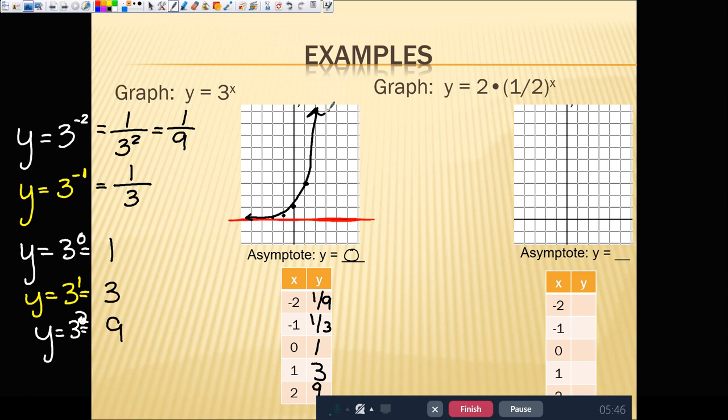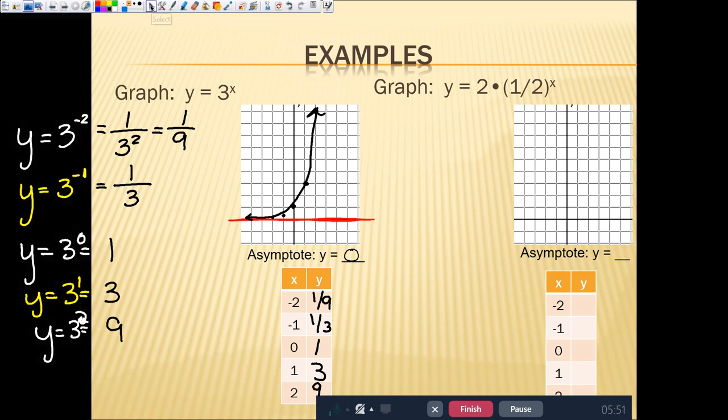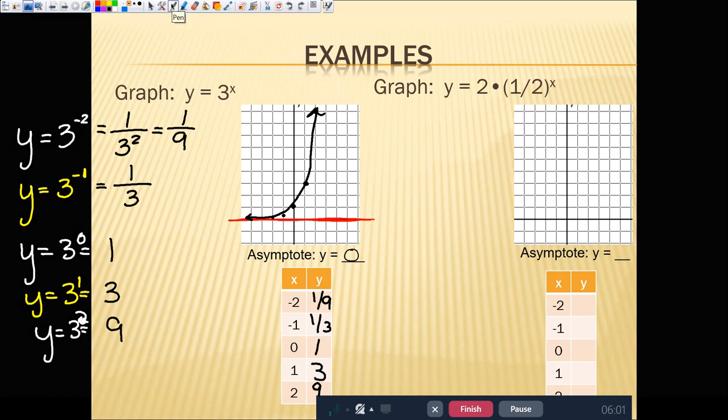All right, let's look at the next one. Is there a value being added on at the end? No, there's nothing being added, so my asymptote is going to be 0. So our graph is never going to cross the x-axis. Now I'm going to take my points and substitute them into my equation and solve for y.